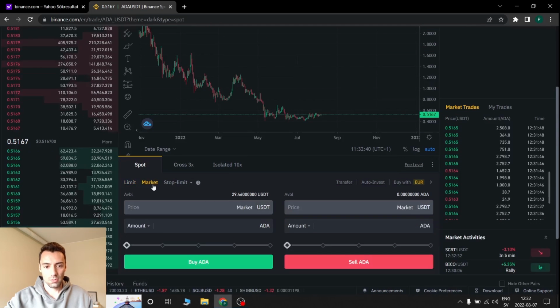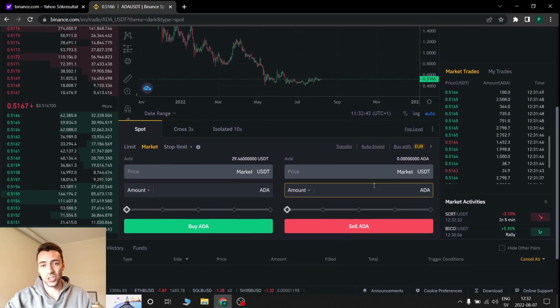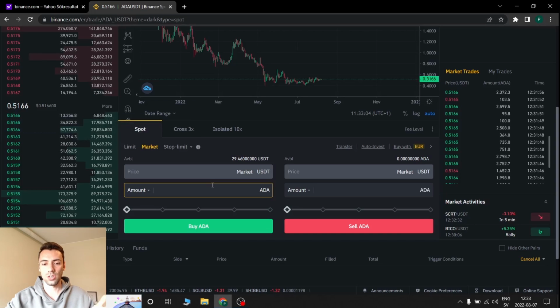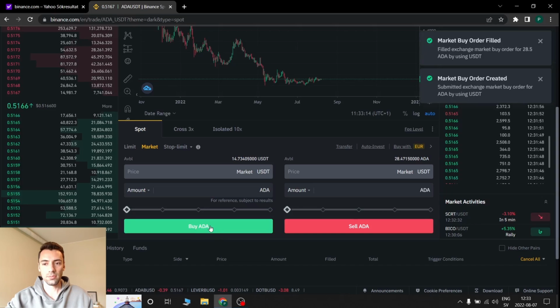So let me just buy a little bit of Cardano to show you how you can put the position in the sell part. The difference between limit and market is that in market you can't set any price. The position will automatically be done at the latest price of this crypto. So I want to buy Cardano with 50% of my USDT. You have no price, so just buy it, and it will be done.